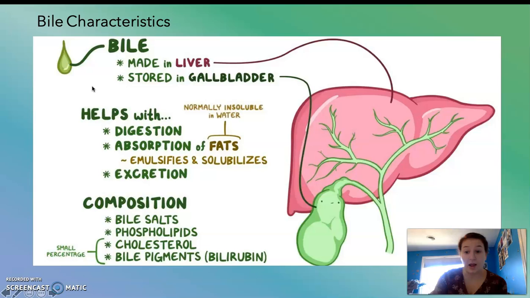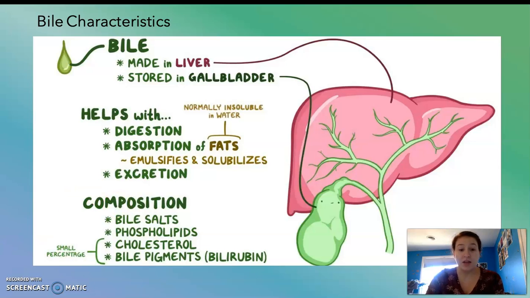Our next slide, we're going to talk about bile a little bit. As I already said, bile is made in the liver and stored in the gallbladder. It is made up of different components. It helps with digestion and absorption of fats by emulsifying and solubilizing the fats, breaking them down and making them more hydrophilic, because as we mentioned earlier, they're extremely hydrophobic. It also helps with excretion of different waste products from the liver.